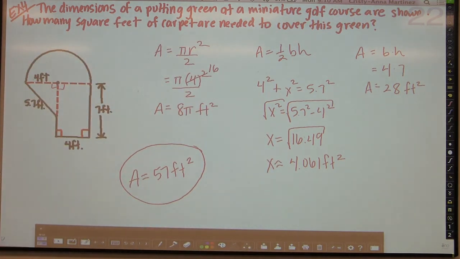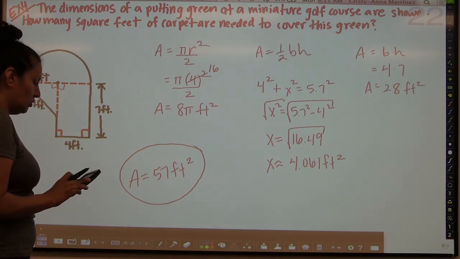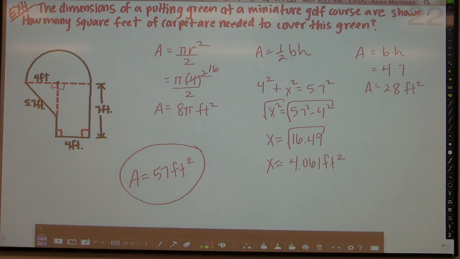You're going to need a little bit more than that because it's 57.2, so you're going to need 58, I guess, square feet. So there you go. Just want to make sure that I had the right dimensions here. 4, 4, 5. So, okay.